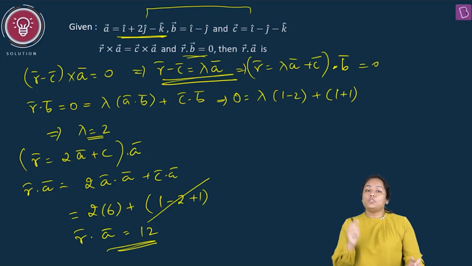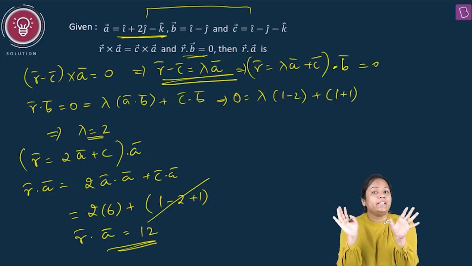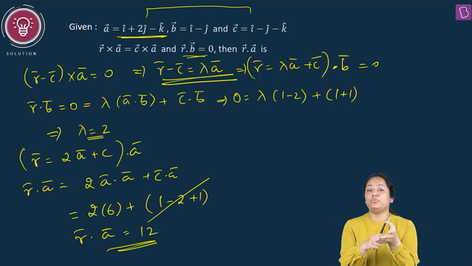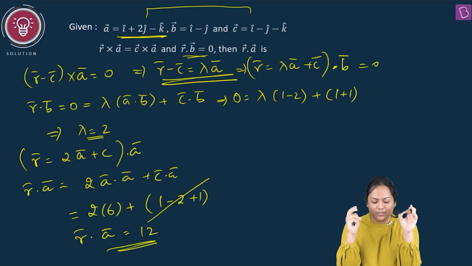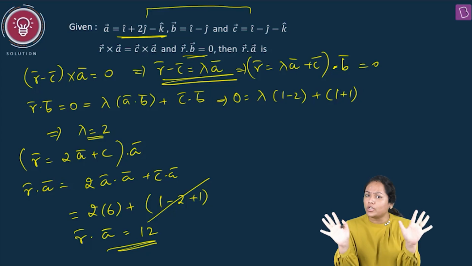So that means my final answer, the value of R dot A, is coming out as 12. In the first attempt, you might leave this question because you'll think that I have to find R vector, that means X, Y and Z. But trust me, this question was not that difficult. I'll put this in the moderate category. The solution was not at all lengthy.